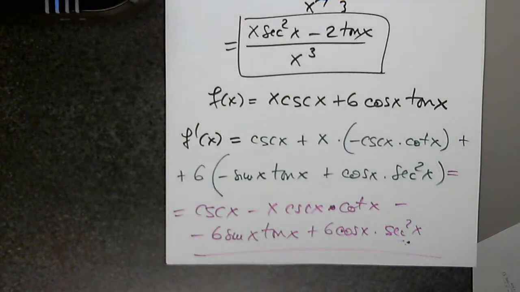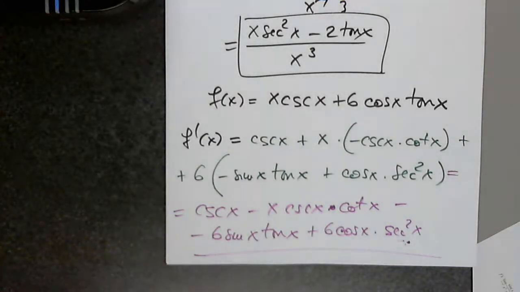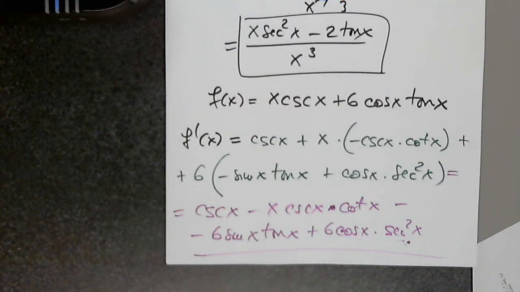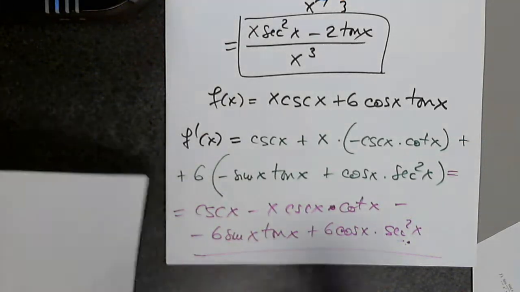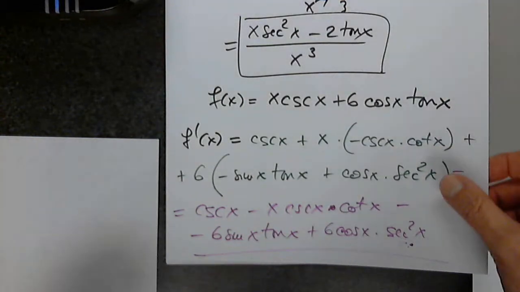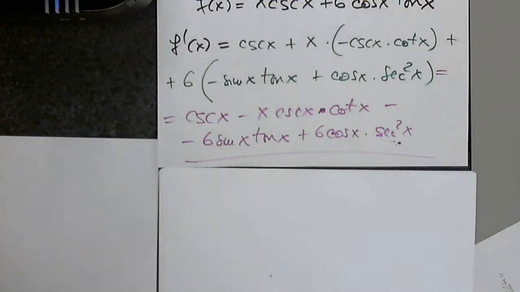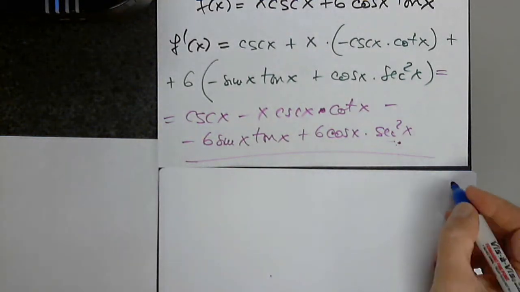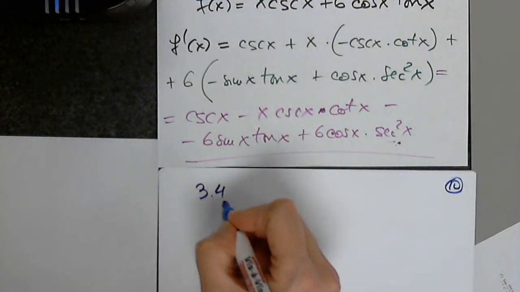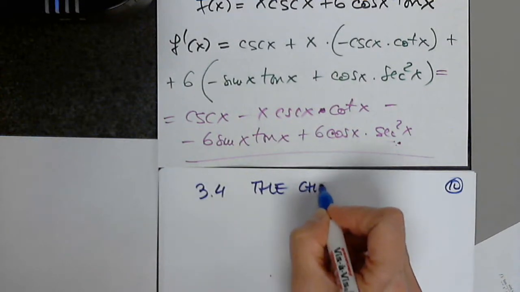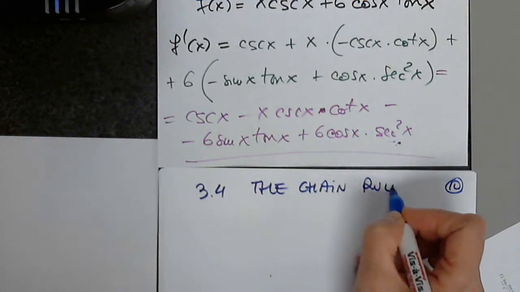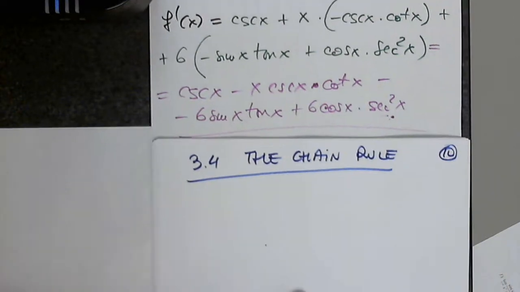Okay, let's go back to, let's continue with 3.4, the chain rule. Any questions for me here? Any questions? So 3.4. The chain rule.